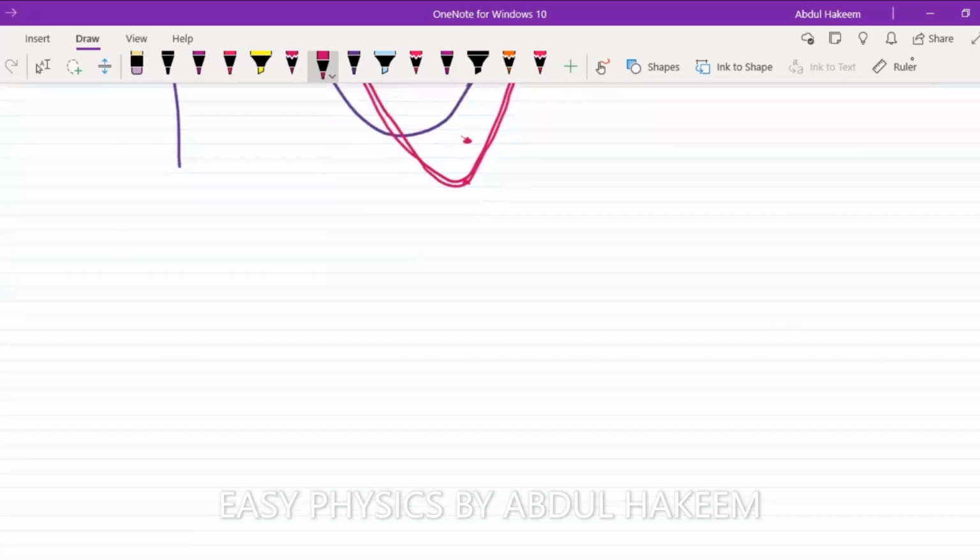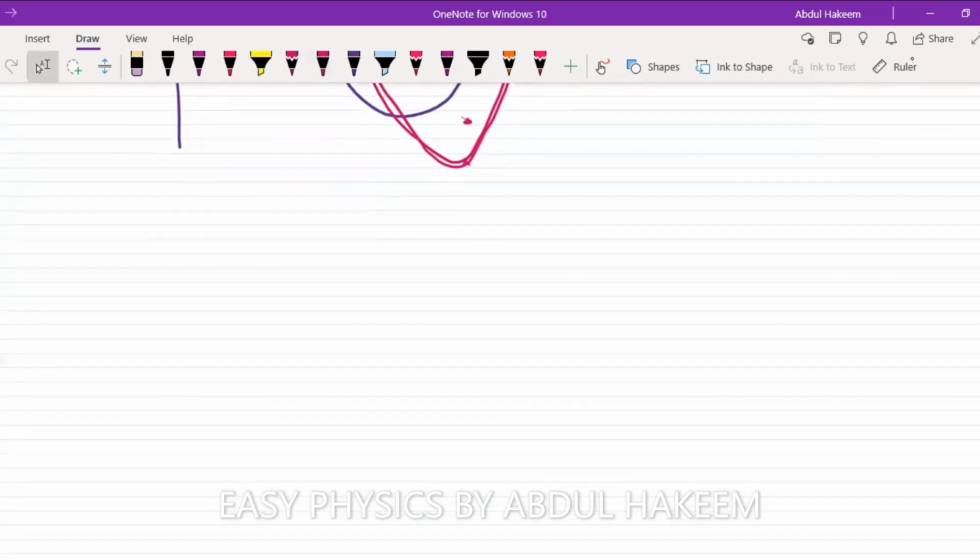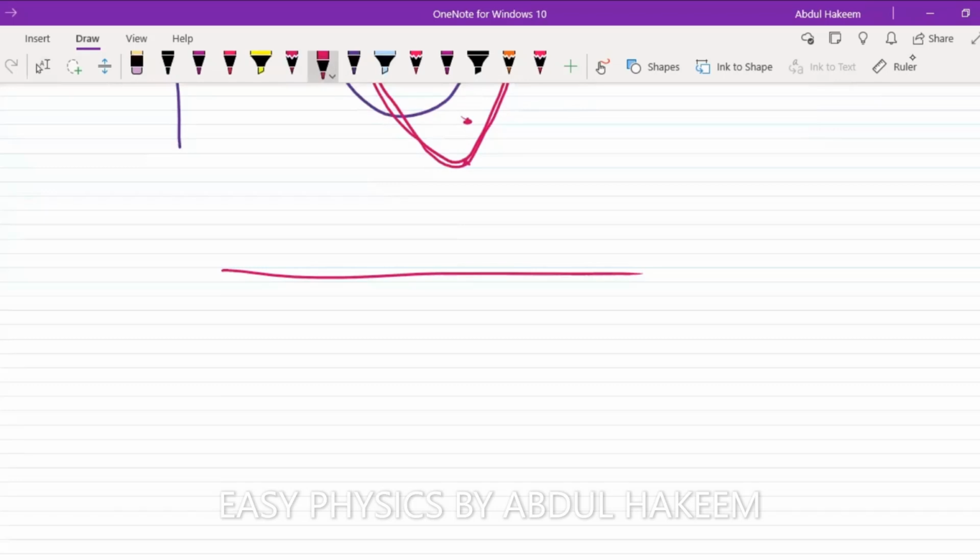Now, waves are divided into 2 classes. One is progressive, the other is stationary. A progressive wave is a wave which has a net transfer of energy. It's a single wave, and it's carrying energy from one end to the other end. Meaning 100% there is a shift of energy, there is a transfer of energy.